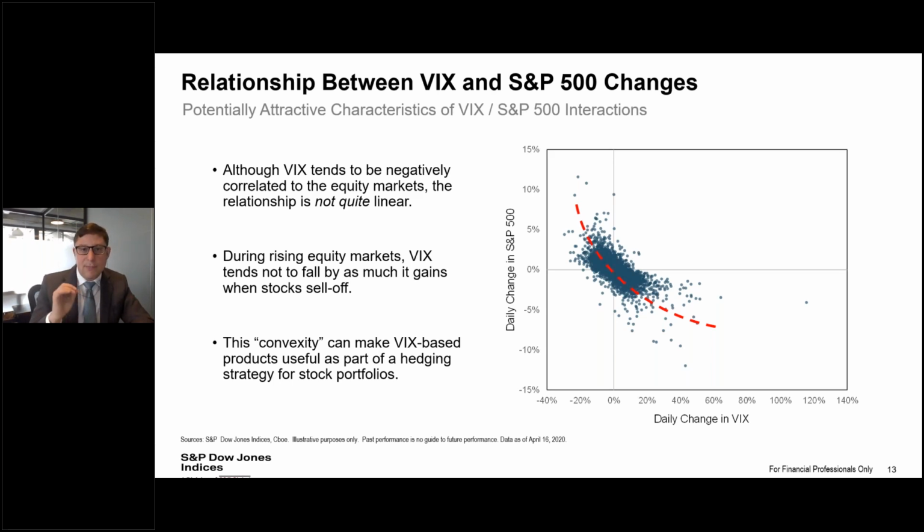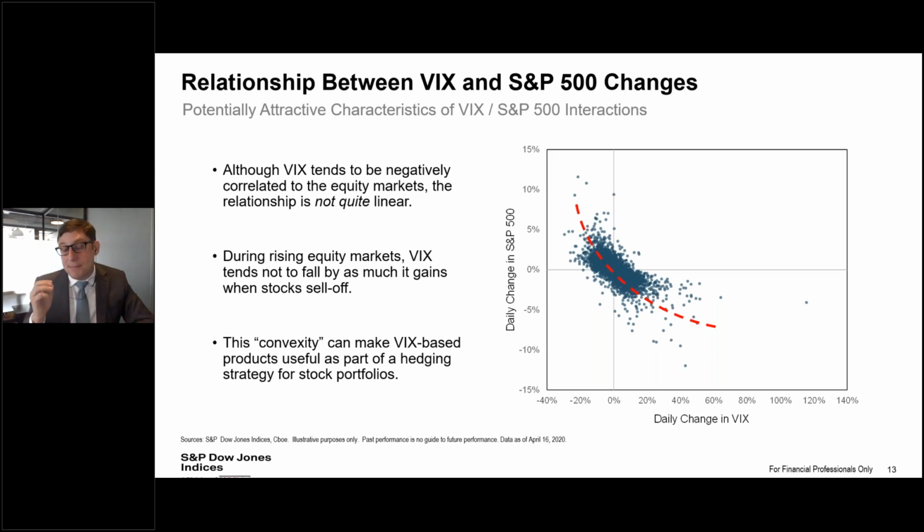And somewhat suggestively, I've drawn a red dotted line over it because I want to make the following point. If you look at that pattern, what you see is something called convexity. When the equity market gains, typically VIX will decline. When the market falls, typically VIX will rise. Opposite, negative correlation, but it's not symmetric. You tend to see a bigger VIX spike when market declines than a VIX decline on market gains.